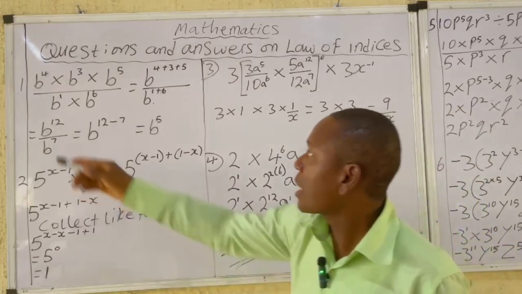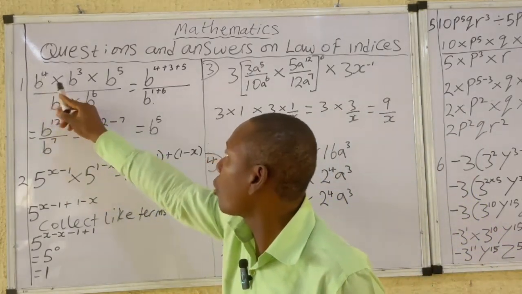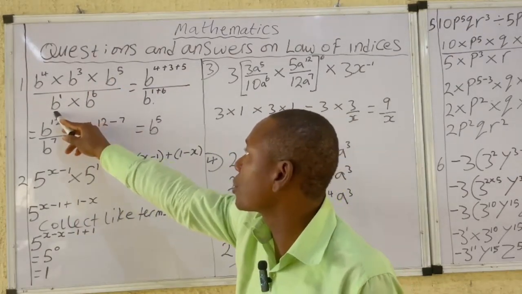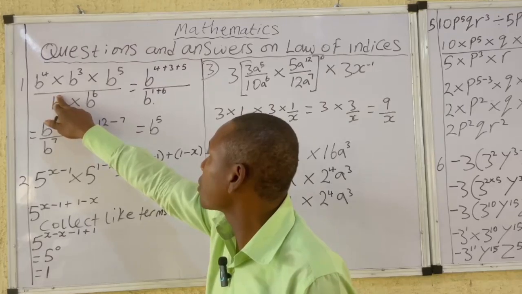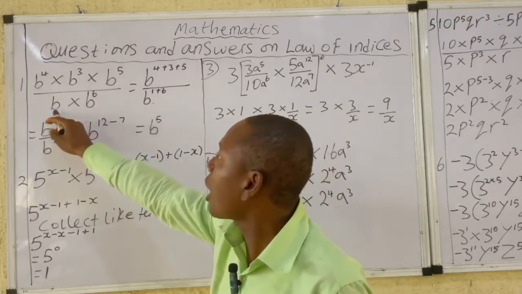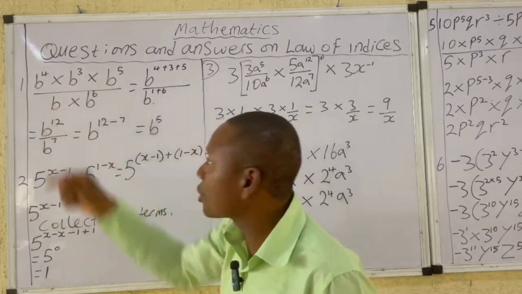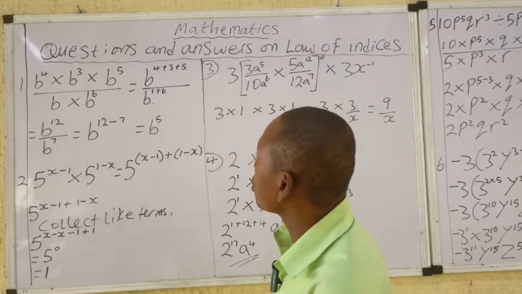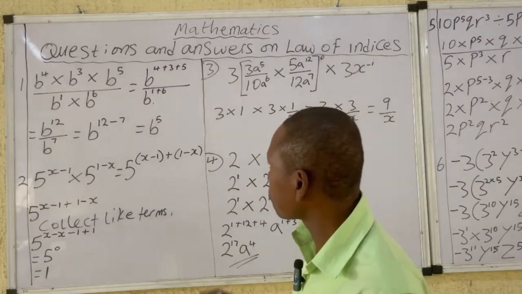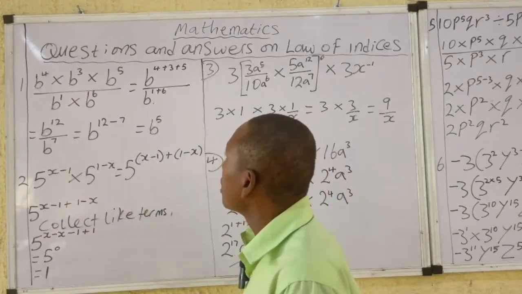All right, let's start with question number 1. b raised to the power of 4 times b raised to the power of 3 times b raised to the power of 5, all over b times b raised to the power of 6. Now remember, if you have just b here, there's an invisible 1 there showing that the power of b is just 1. So we'll add our invisible 1 here. No question will put the invisible 1 for you, so you have to add it yourself.